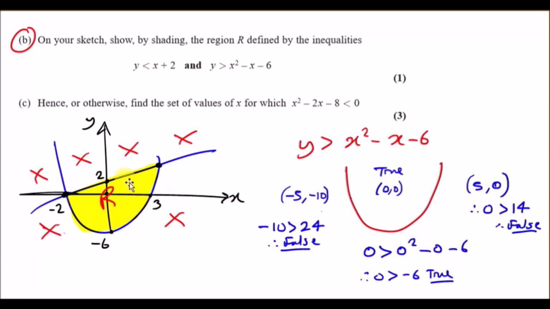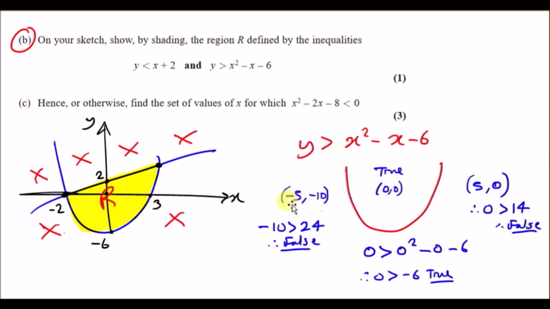So for instance, I decided to try 0, 0 because it's in between the curve. And plugging 0, 0 into this quadratic equation, I did it over here. Turns out you get 0 is bigger than minus 6, with x is 0 and y is 0. And that is true. Because it's true, that means this is going to be the true reading. And therefore, the outside must be false.